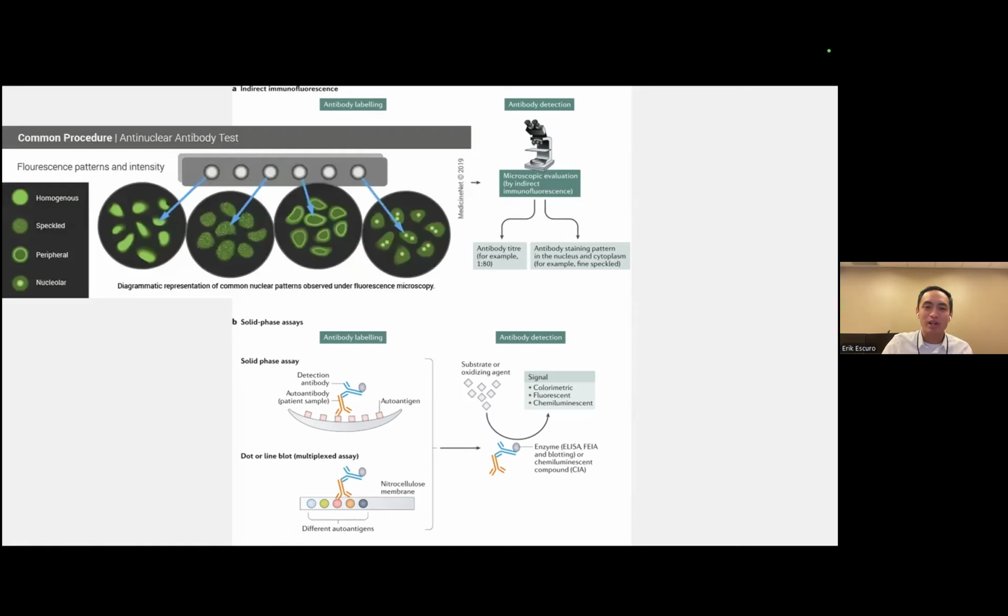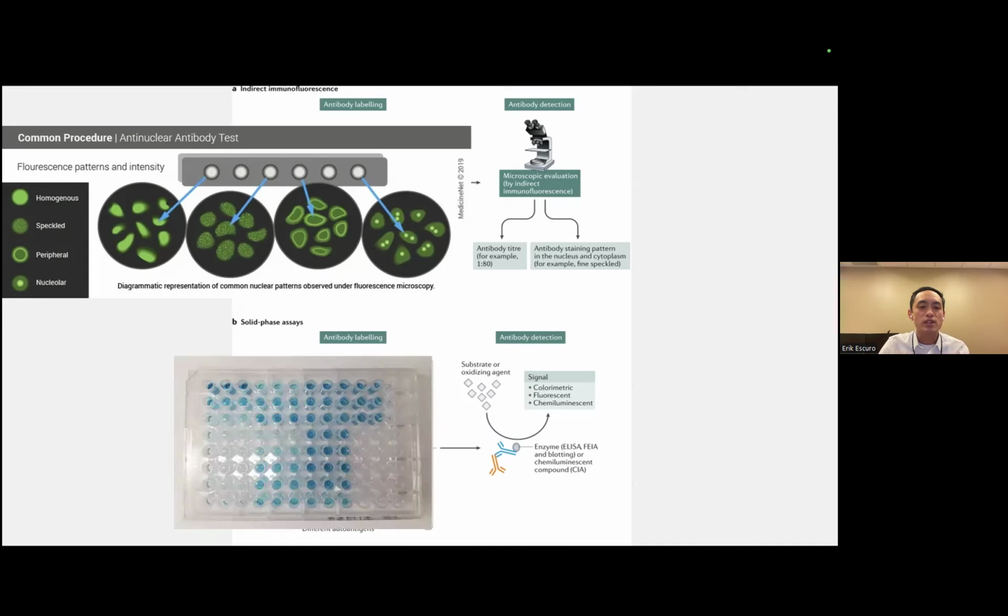So what am I talking about there? Before I get to the titer, I'm going to talk about the patterns. So you might have heard of patterns like homogeneous, speckled, peripheral, and nucleolar. There's some other ones like cytoplasmic and centromere. But these patterns can sometimes suggest to you what type of condition is going on. We'll go more in depth on that in a second. Here's an example of the solid phase assay, or the other name would be a multiplex assay, and it doesn't give us as much actionable information.